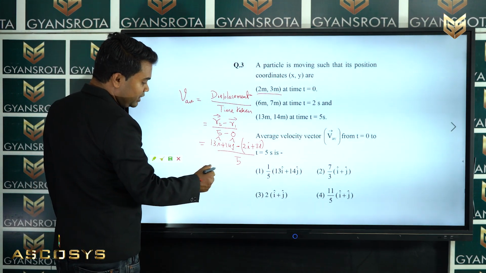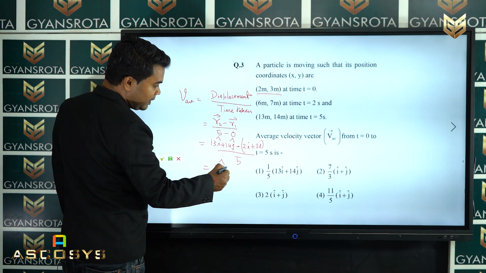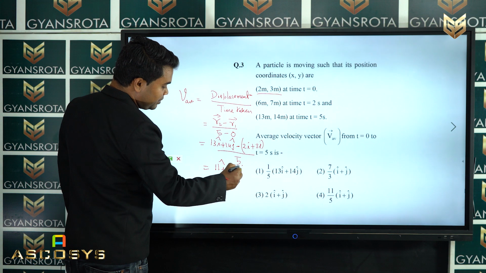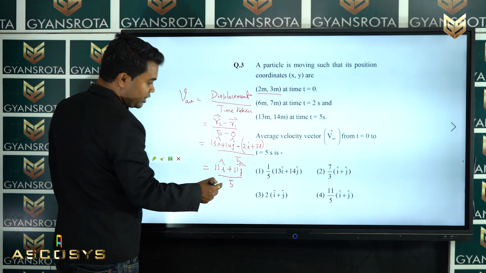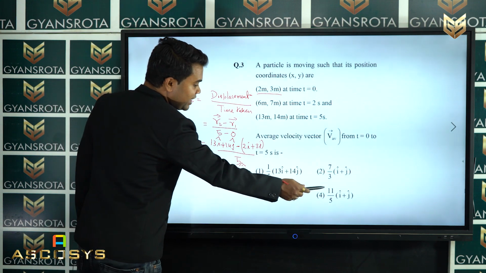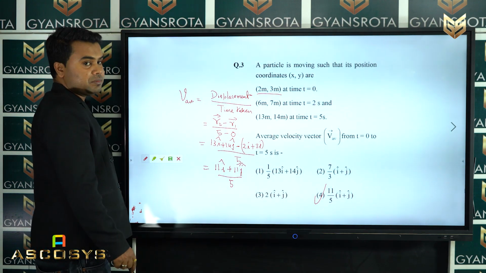So let us solve it. 11 î plus 11 ĵ. If you take 11 common, your right answer will be 11 (î + ĵ) by 5. This is the right answer for question number 3.